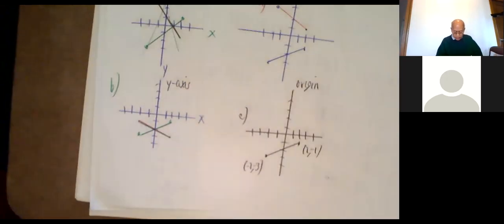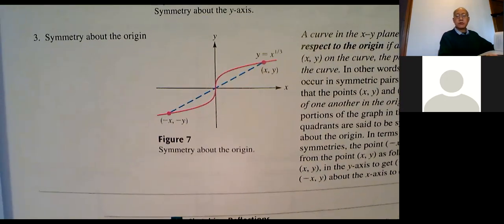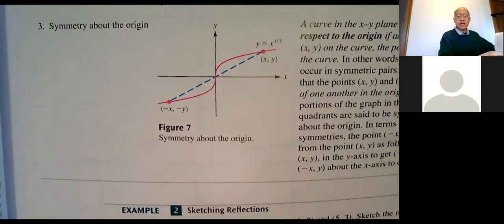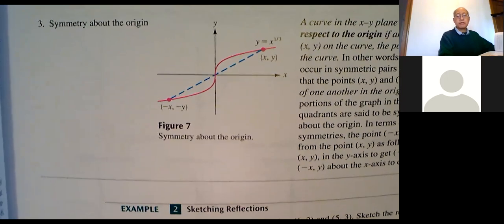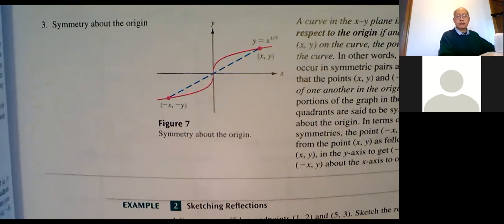Okay, so I'm going to take advantage of this picture. I can find it back on page 59. See where it says x, y, and -x, -y? So you replace x by -x and y with -y to reflect across the origin.